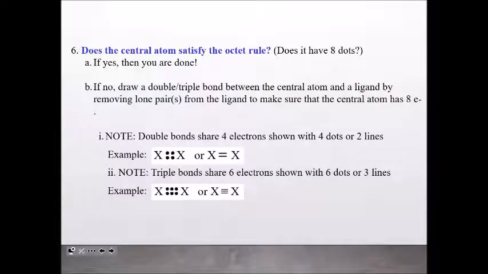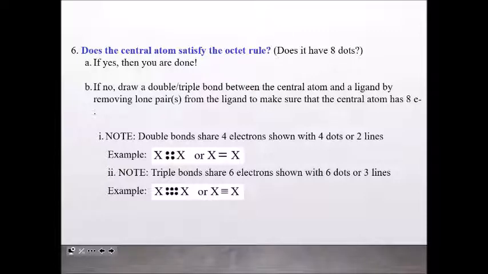Now, right here, number 6, does the central atom satisfy the octet rule? Does it have 8 dots? If yes, then you are done. If no, sometimes you run out of electrons and you don't have enough. If the central atom does not have 8 and you've already run out of electrons, you have to engage in using a double or triple bond. Basically, all you have to do is remove a lone pair off of one of the ligands and create a double or a triple bond. And I'm going to show you how to do that.